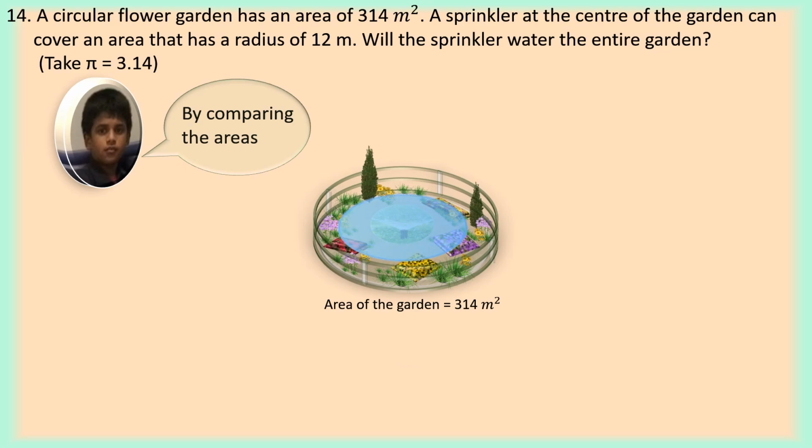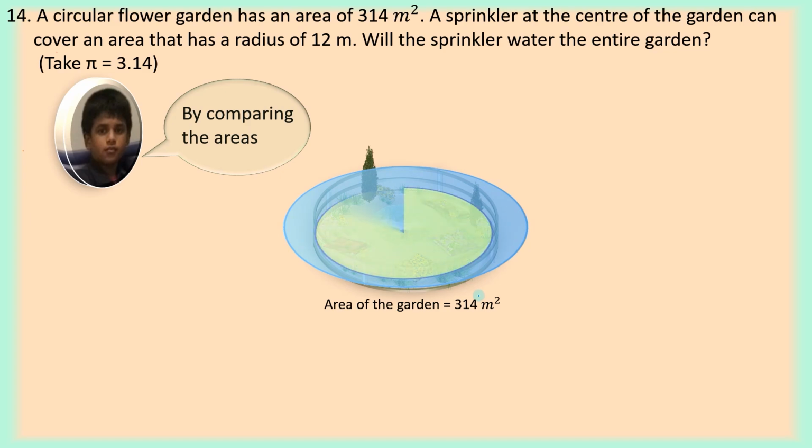If this is the case, then what about the areas? Now both the areas are equal. So sprinkler will water the entire garden. And if the area that can be covered by the sprinkler is greater than the area of the garden, then also sprinkler will water the entire garden. That is, if the area that can be covered by the sprinkler is equal to the area of the garden, or greater than the area of the garden, then the sprinkler will water the entire garden.